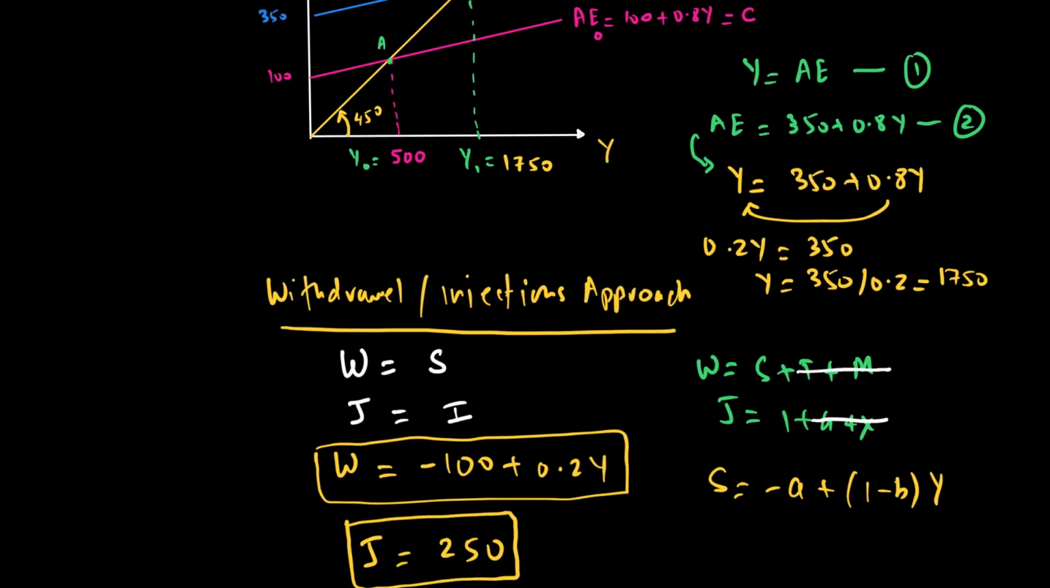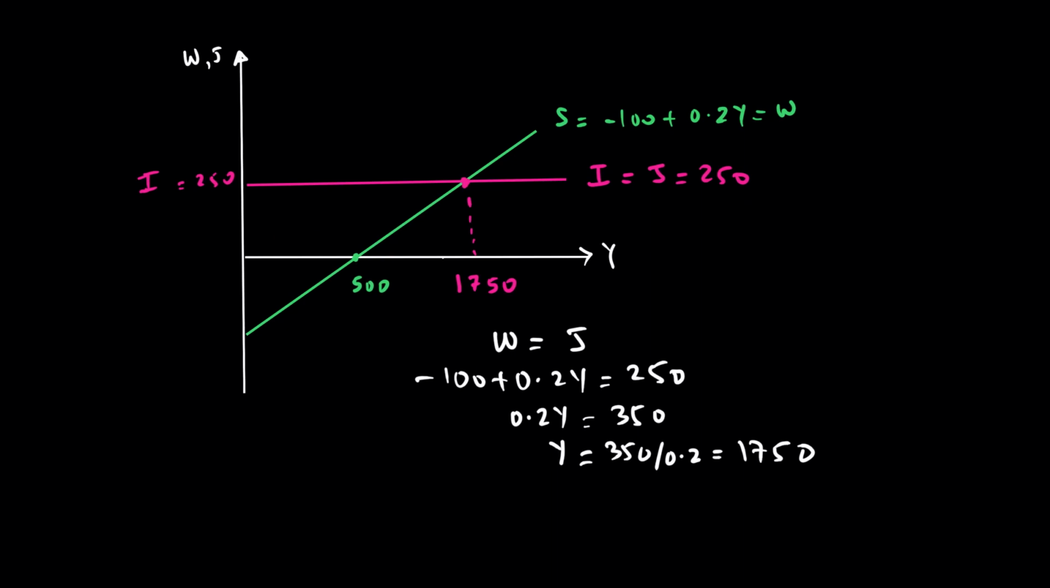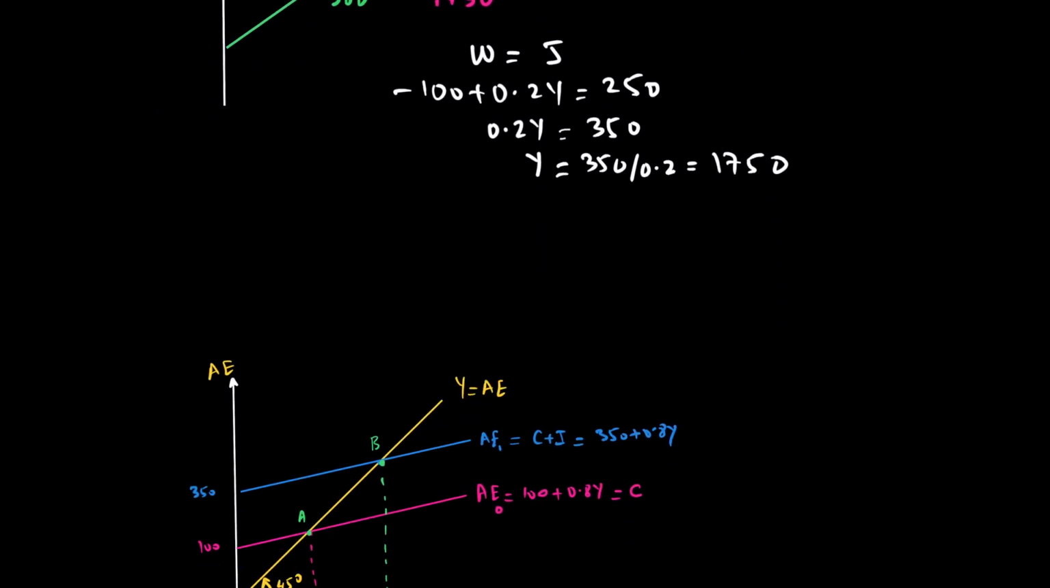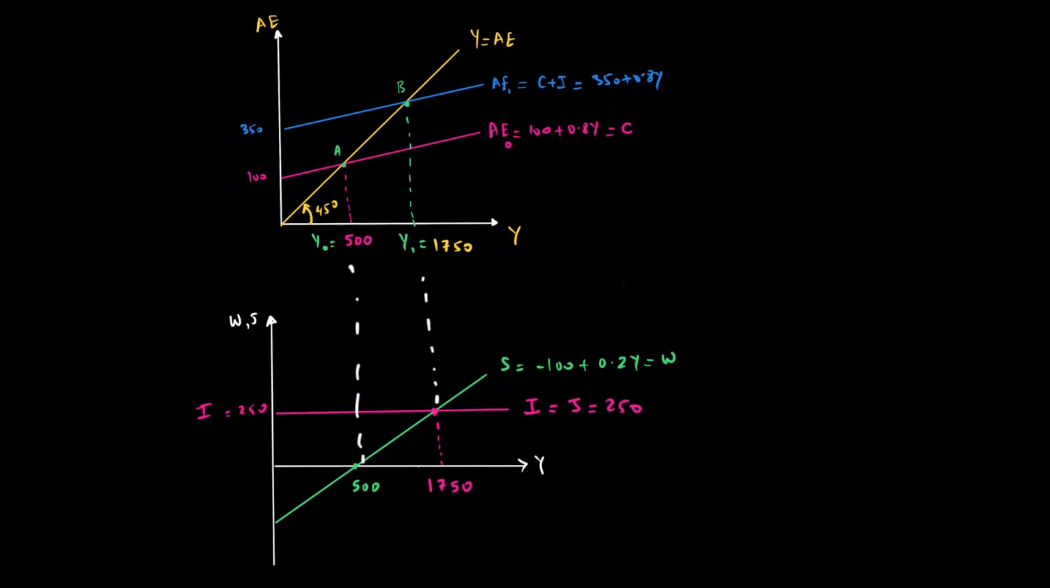We can show both of these in the same diagram as well, because we've gotten a result where Y was equal to 500 before, and then when we introduced investment it became 1750. So I'm going to show this in the same diagram, something like this. If you look at this diagram closely, initially we were at AE naught, where AE was equal to 100 plus 0.8Y.